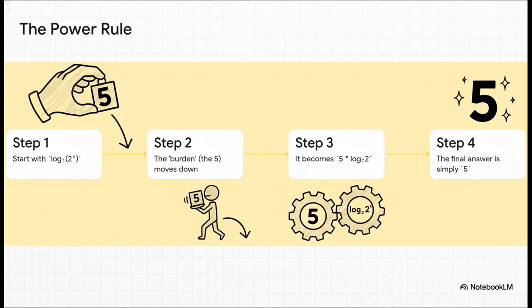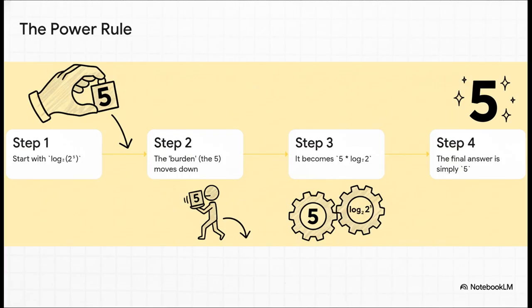Let's actually watch it happen. We start with log base 2 of 2 to the 5th power. Now we use our superpower. We grab that exponent, that burden, the 5, and we just slide it down to the front. Now we have 5 times log base 2 of 2. And what's log base 2 of 2? Well, it's just asking 2 to what power gives you 2? That's 1. So we have 5 times 1, which is just 5.